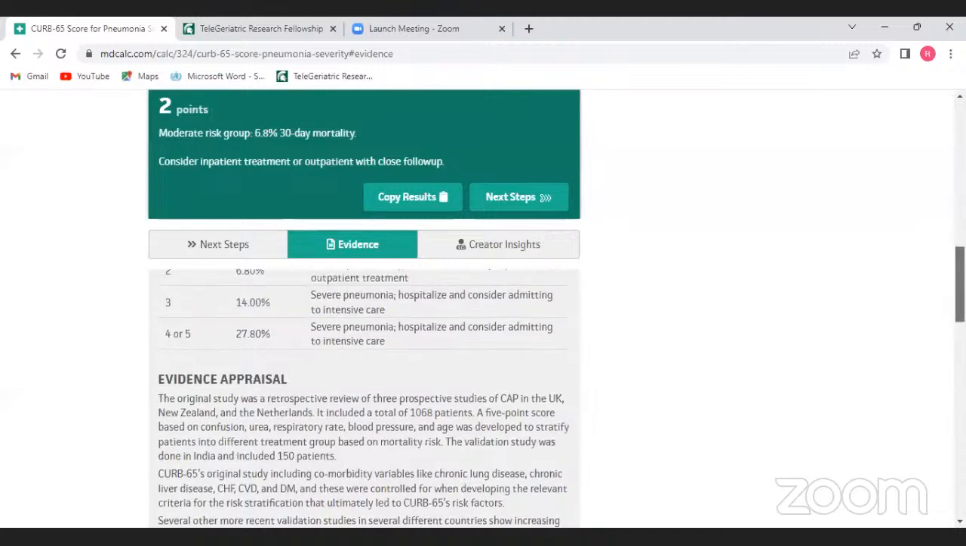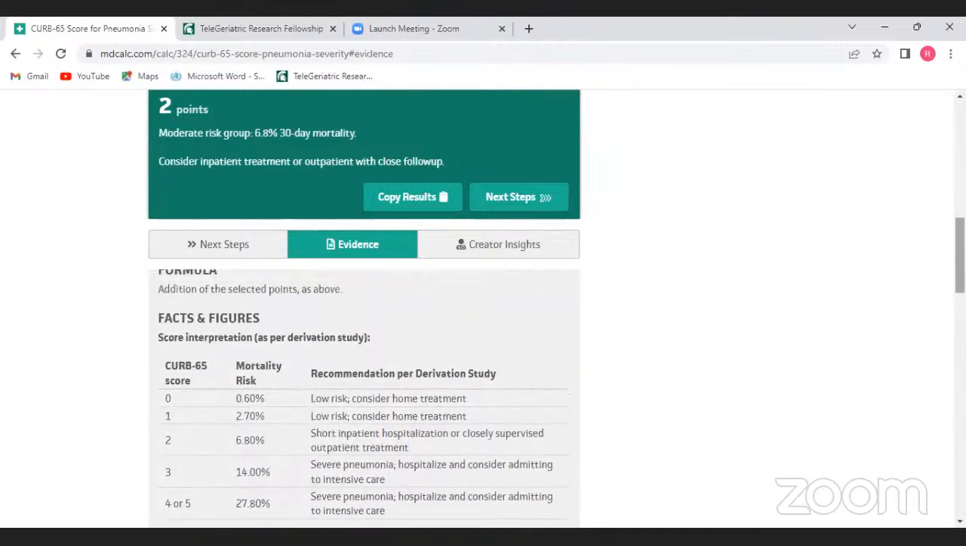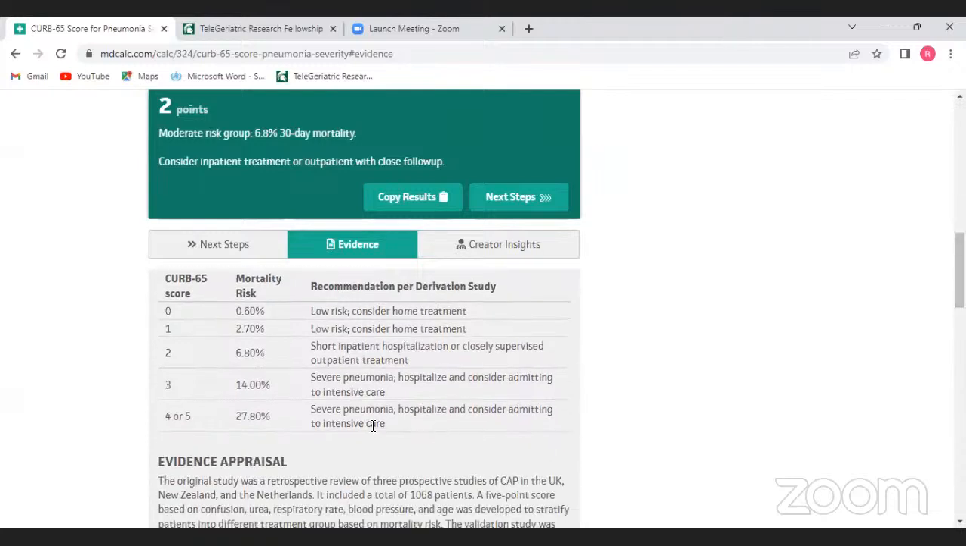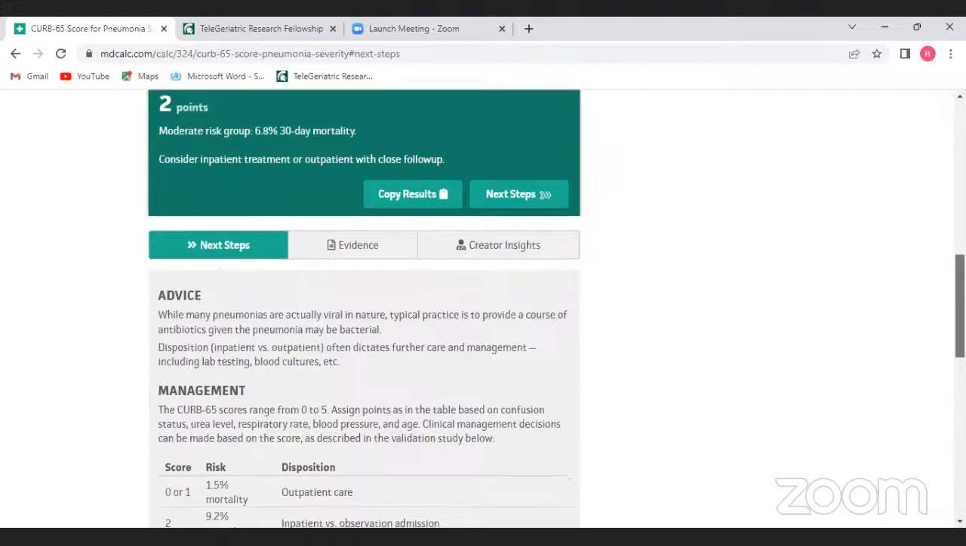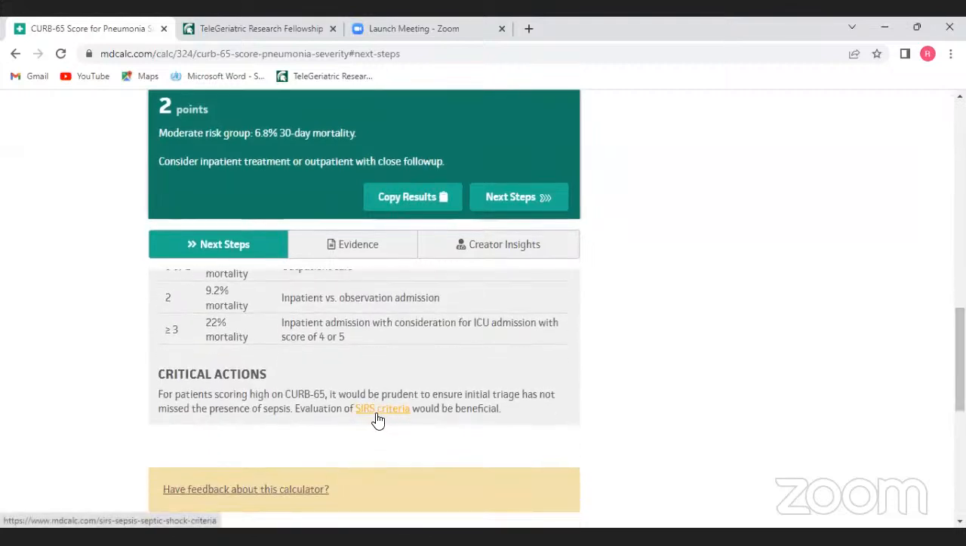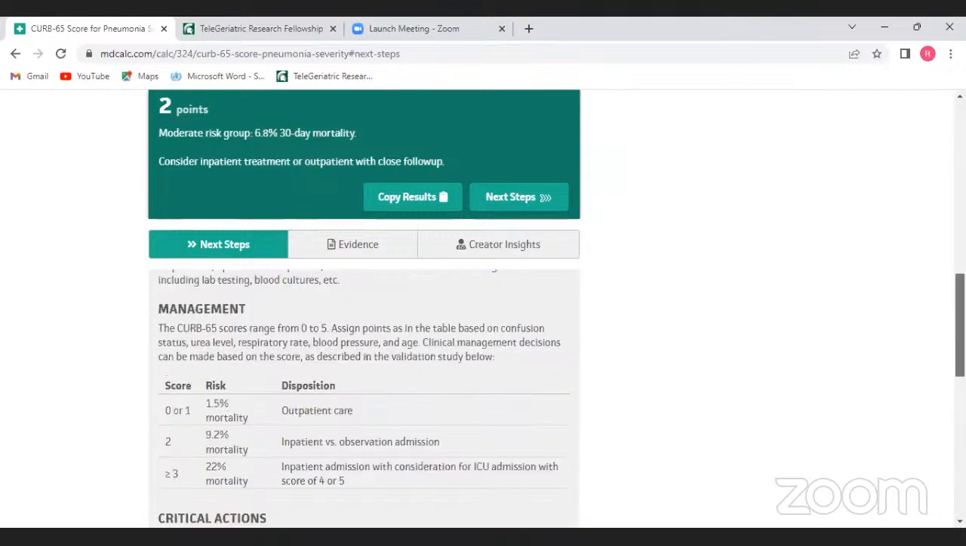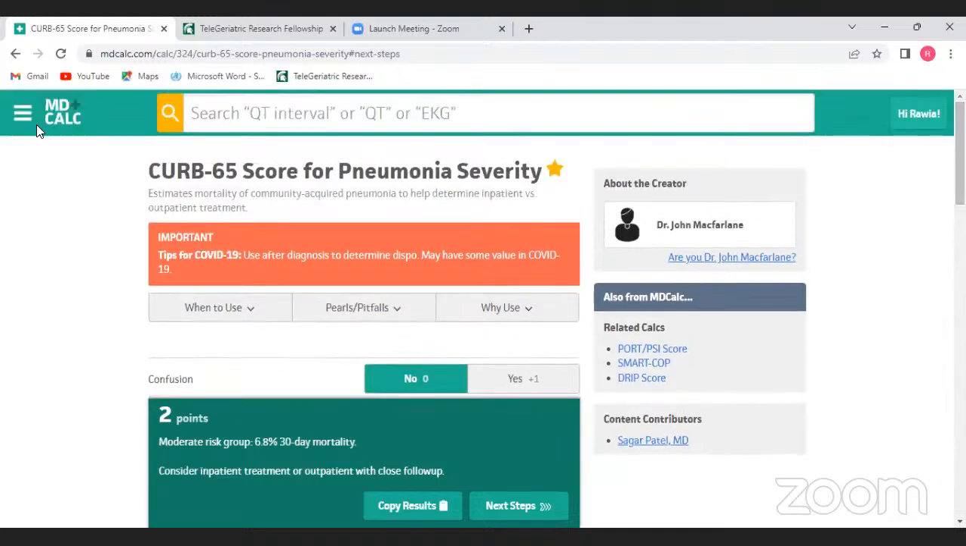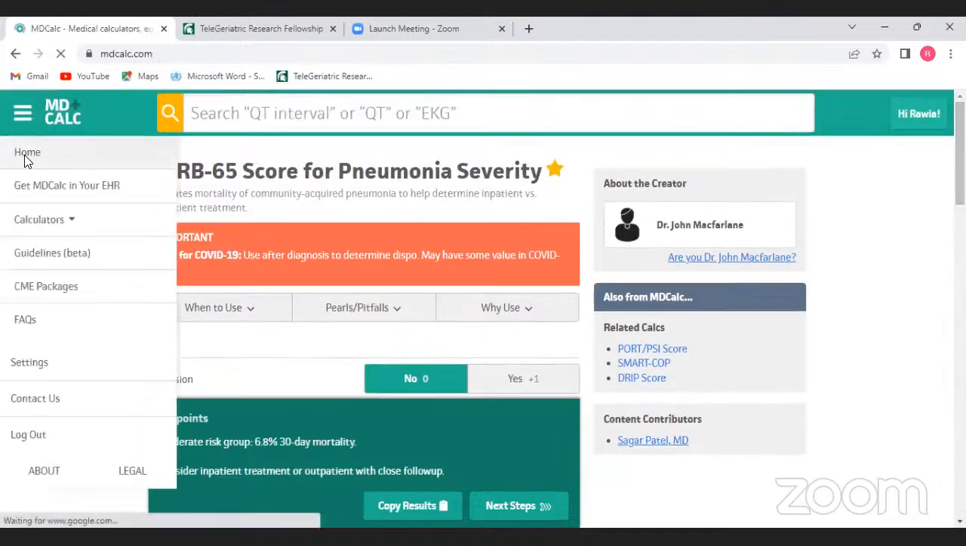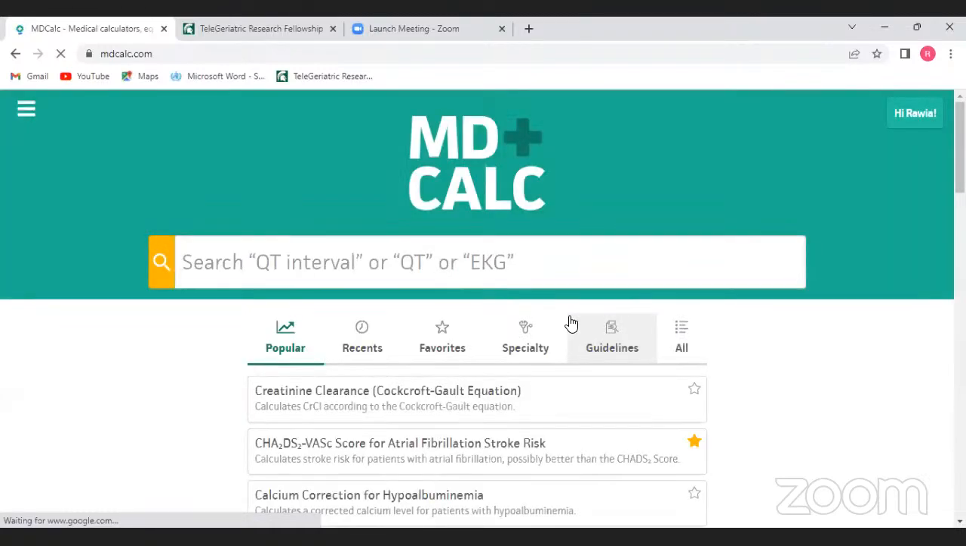Another important piece of information: every patient with a high CURB score should be assessed for sepsis and septic shock. And there are some scores used for that. One of them is the SIRS score to assess the condition of the patient. I think that's it for me. If anyone has any comment, question, or addition, go ahead.